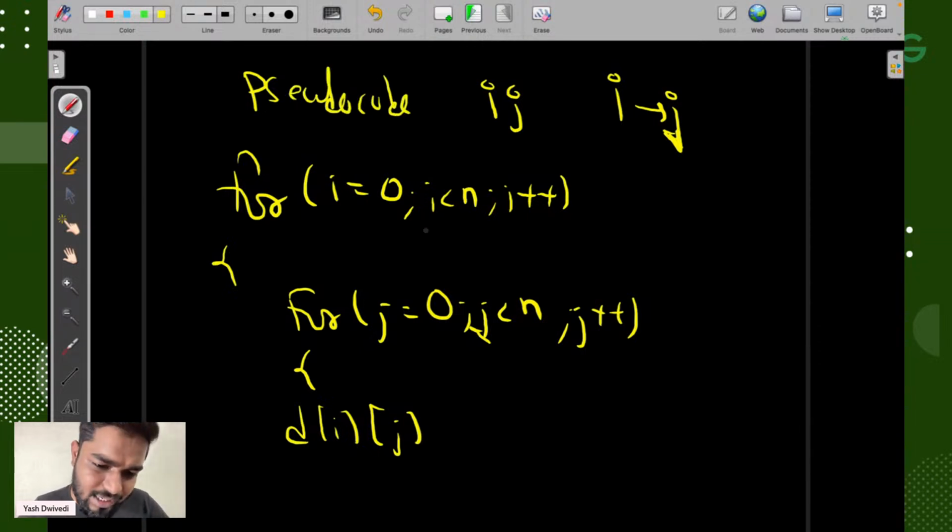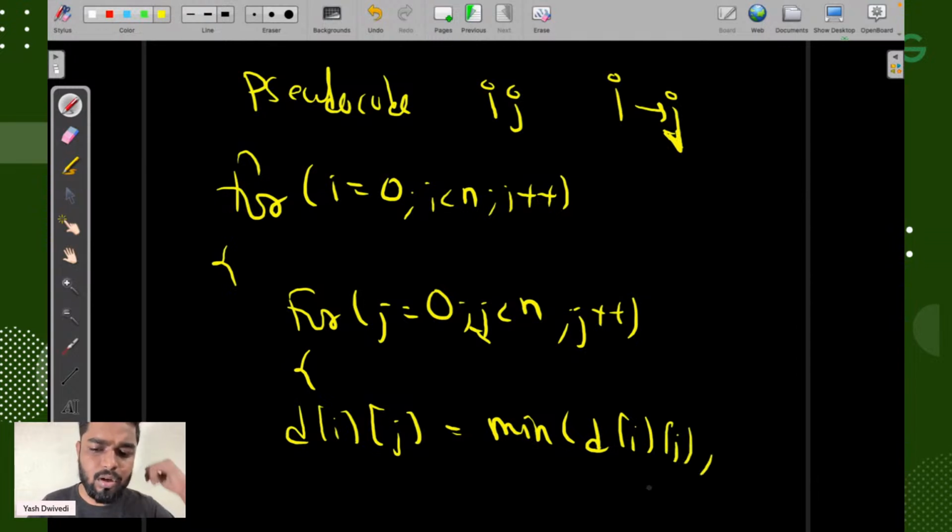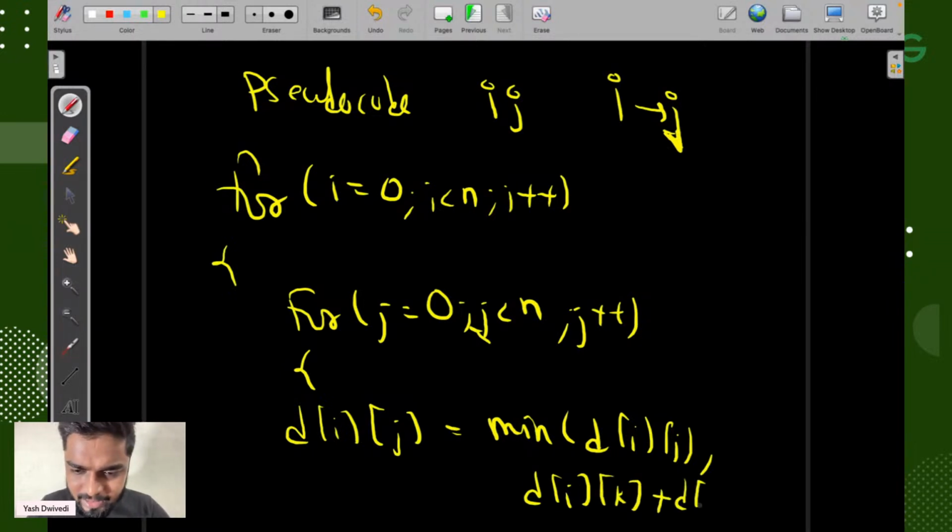So I'm saying dp of ij is equal to nothing but the minimum of the distance that I might have calculated up till now, comma, d of ik plus d of kj, right? Is everyone clear with this particular part? Very basic, to be honest. There should be some intermediate node k here.